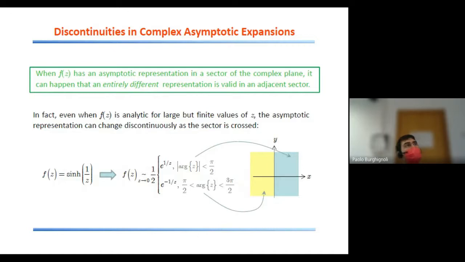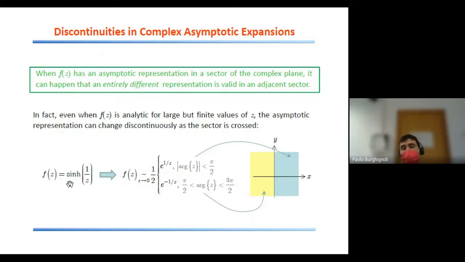If you have a function f of z, which has an asymptotic representation in a given sector of the complex plane, it may happen, as we saw, that the same function has an entirely different representation in a different sector of the complex plane. In fact, even if the function is analytic for any z, so it's an entire function, so for any finite value of z, it is possible that its asymptotic representation changes discontinuously by crossing from one sector into another one. And you can have elementary examples of this.